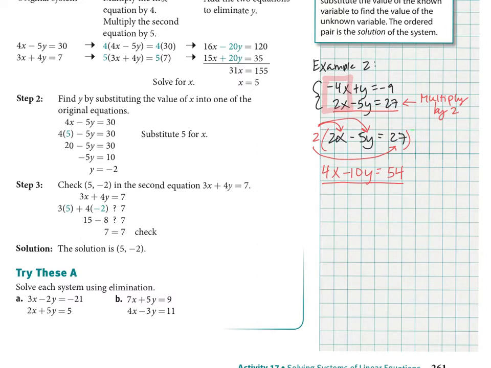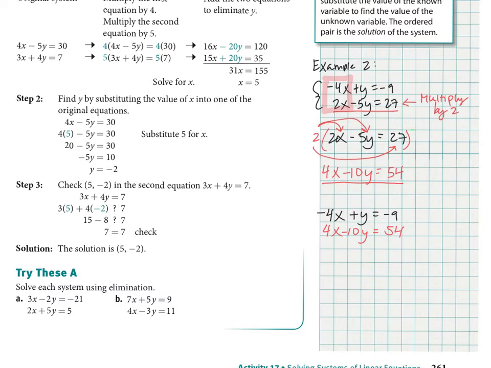So let's go ahead. We're going to write our original equation as is: negative 4x plus y equals negative 9. And then we're going to write our new equation of 4x minus 10y equals 54.